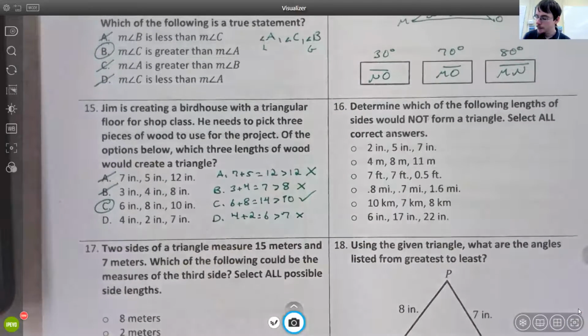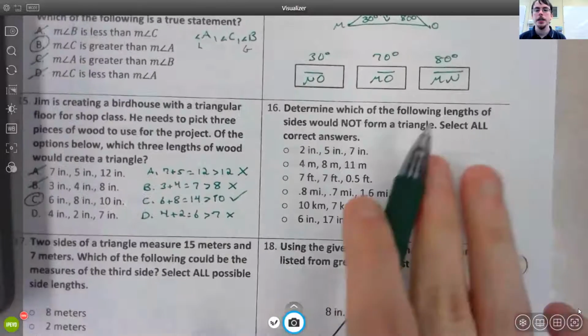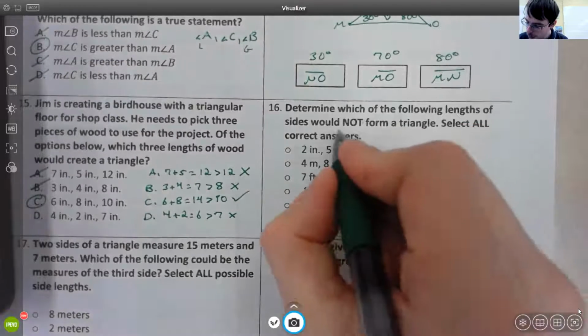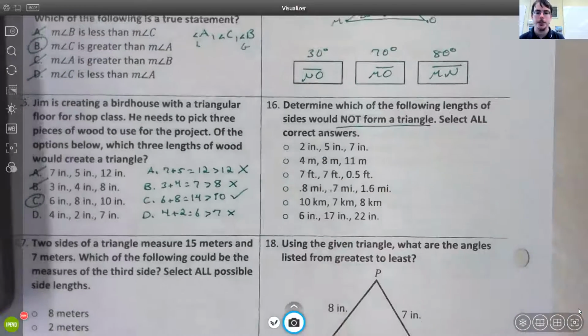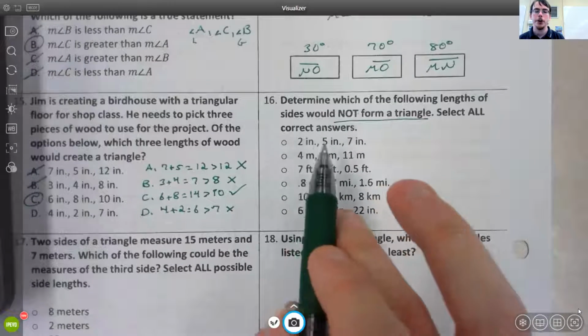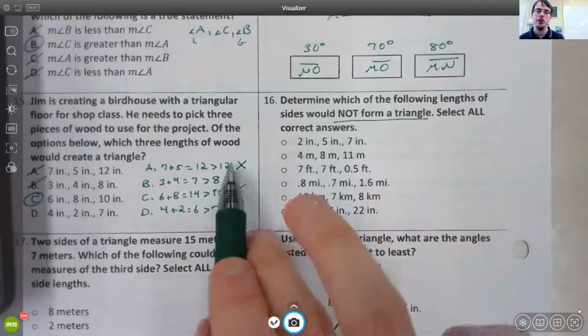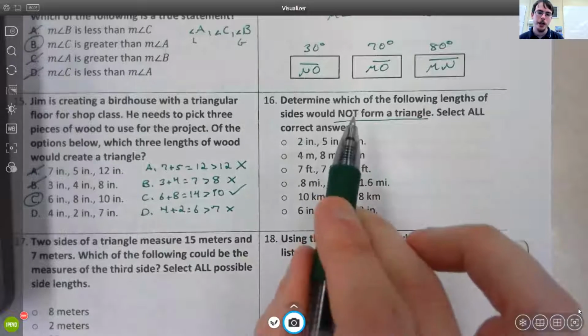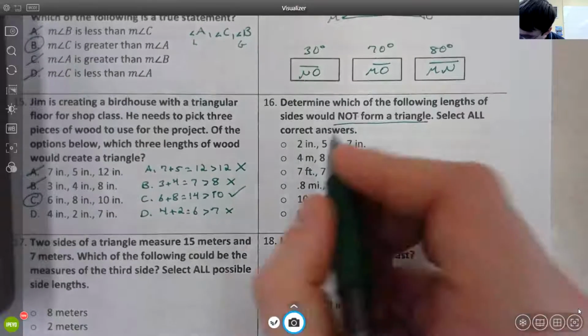Number 16, determine which of the following lengths of sides would not form a triangle. Select all correct answers. So in this one, you're determining which ones do not form a triangle. So if you do your inequality and put X's, that's going to be an answer that you choose because it wants the ones that are not a triangle. So let's look at the first one here.